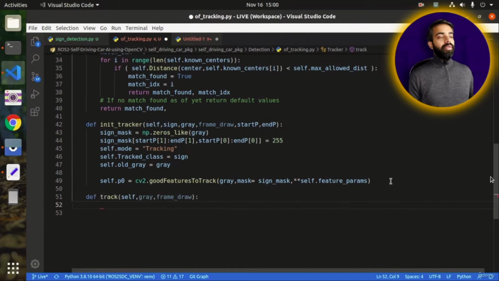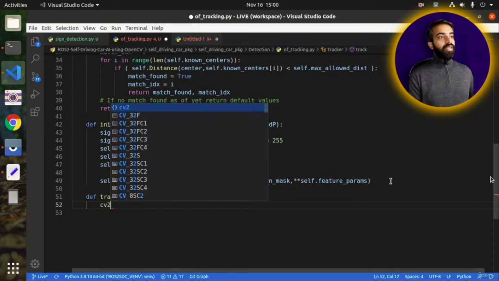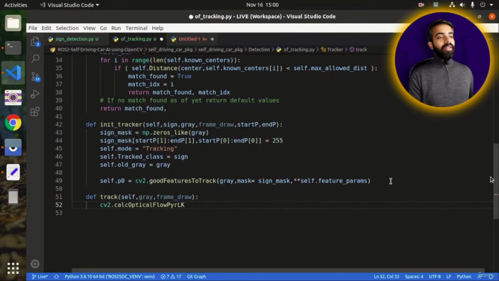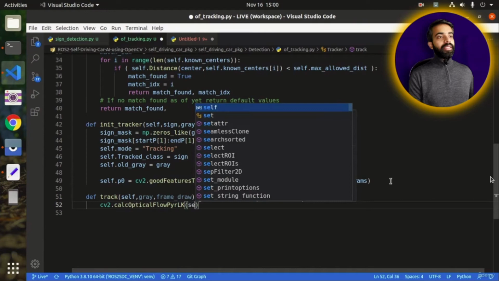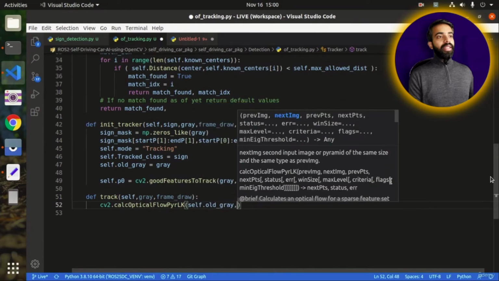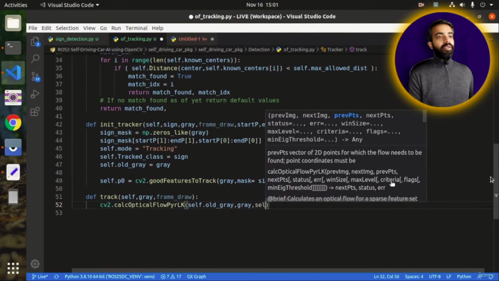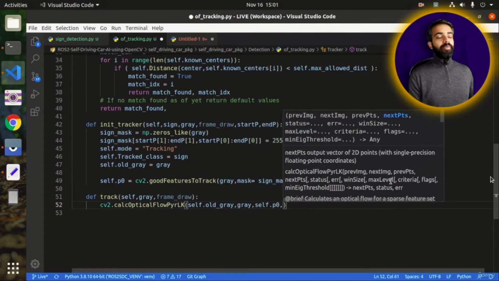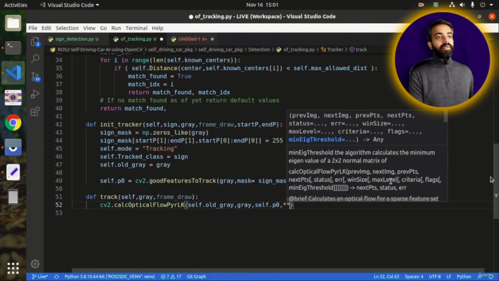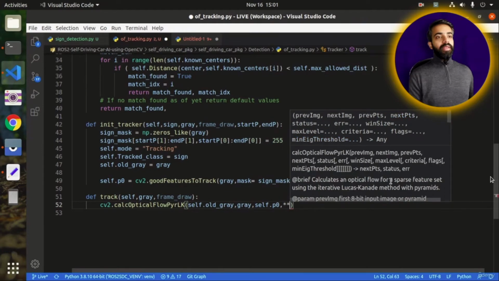Now, inside the track function, the very first thing that we need to do is simply use the Lucas-Kanade method to track the previous points in the current frame. So we call that particular function, that is calcOpticalFlowPyrLK. It takes in the previous image, that is self.oldGray, then the next image, that is gray. Then we provide the previous points, that is self.p0, extracted in the initialize function, and then we provide all the parameters that are specific to the Lucas-Kanade method. And that was part of our class variables. So we write self.lucasKanadeParameters.